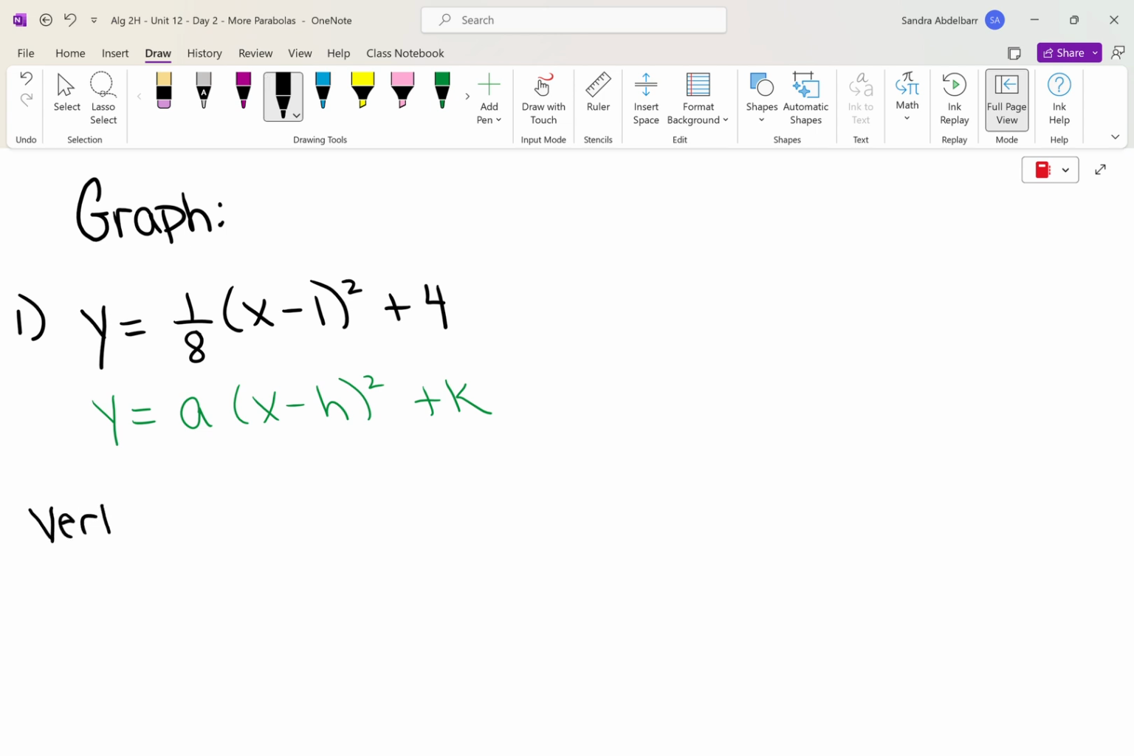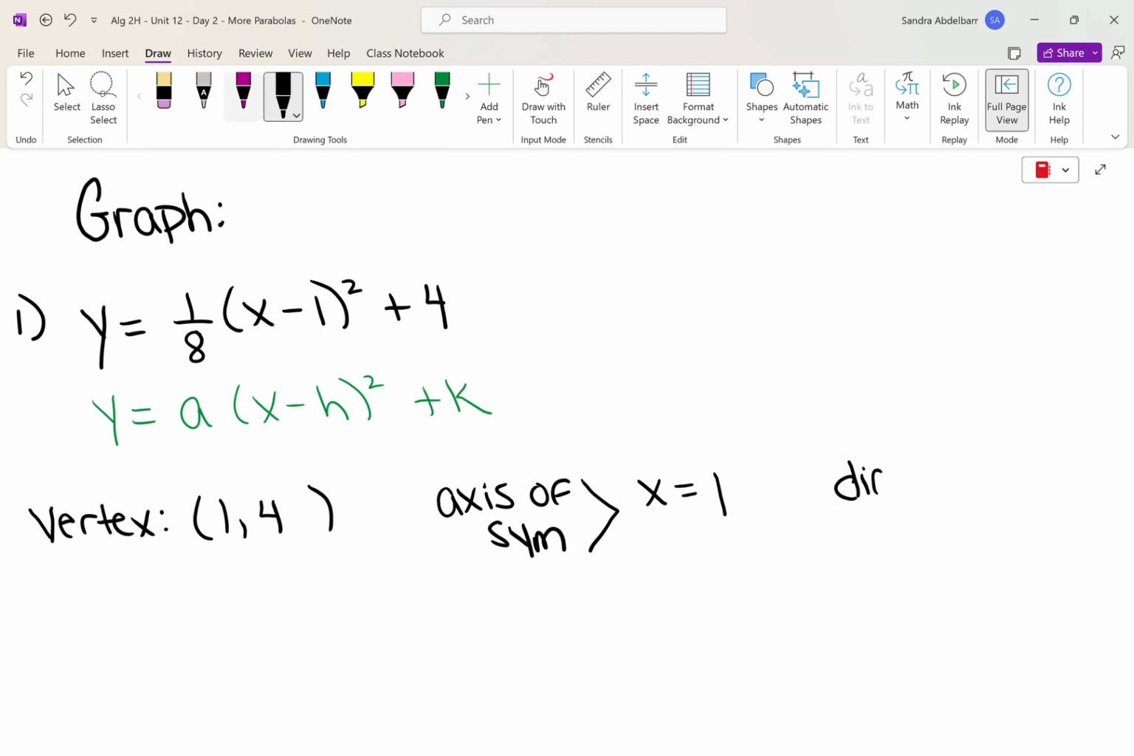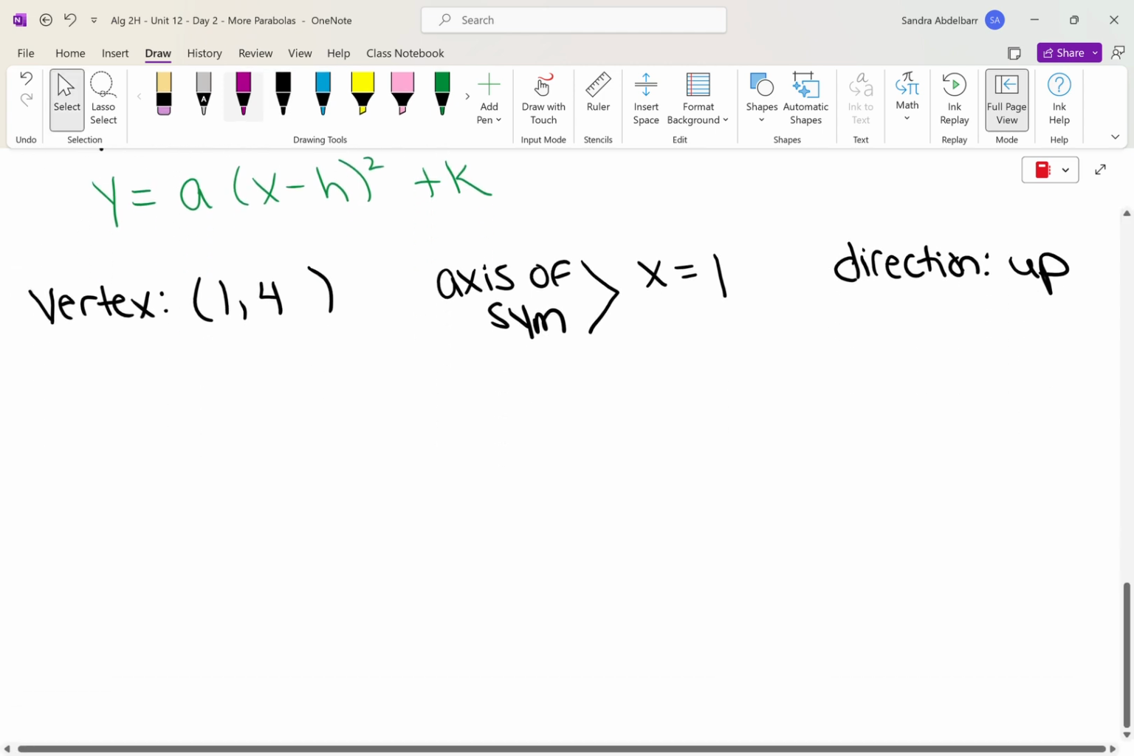So I'm going to ask a series of questions. First one is the vertex. So remember, our vertex is h comma k, so we're going to have 1 comma 4. The next thing I'm going to ask for is our axis of symmetry. So our axis of symmetry will be x equals h, so it's going to be x equals 1. Also want to know the direction that the parabola is opening. Because my a is positive, we are going to open up. And these are all things we should be able to answer pretty quickly, right? All things we've had practice with. So now let's get into the new stuff.